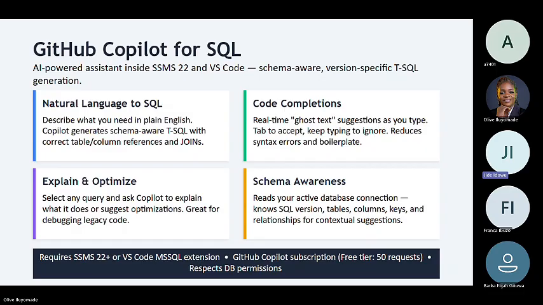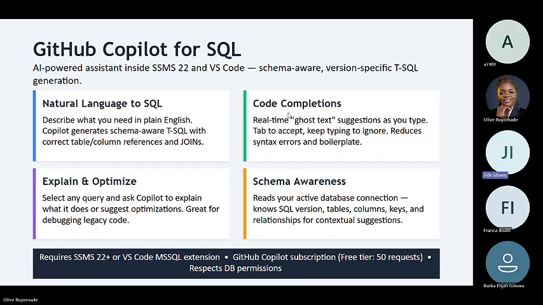You can see, explain and optimize: select any query and ask Copilot to explain what it does. Once we come back to your SSMS, I'll see your interface if you have that, so that you can ask the AI guy to check the code. Now, select any query and ask Copilot to explain what it does or suggest optimization. So it's great for debugging legacy code. And then code completion.